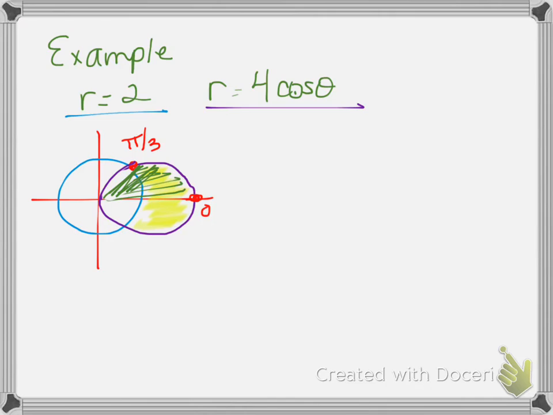But then I need to subtract off something, and what am I going to subtract off? The circle part of it, which would be this part right here. And since that circle was the inside part, I'm just going to subtract it off. Okay? Try to set it up and see if you can get it.